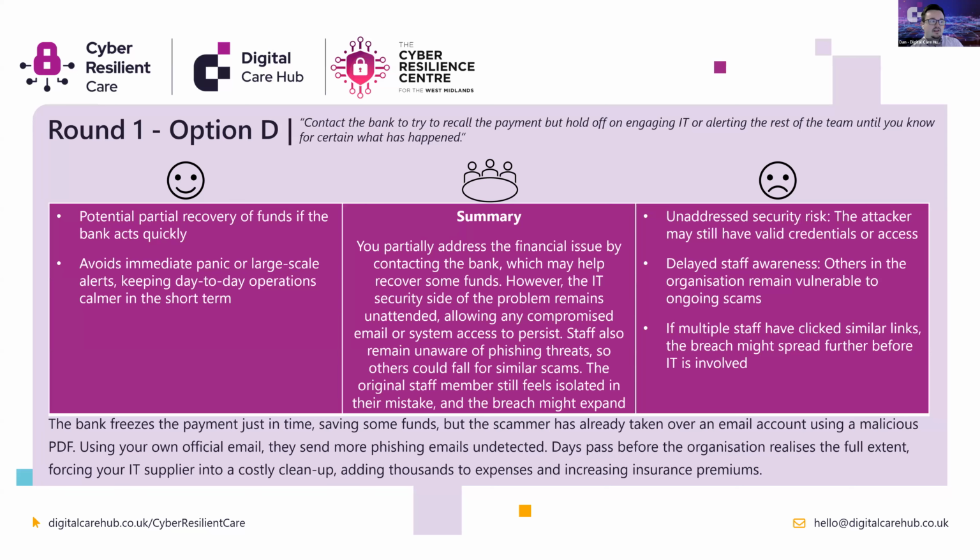However, on the IT security side, the problem can remain unattended, allowing any compromised emails or system access issues to persist. The staff remain unaware of any phishing threats, so others can fall victim to similar scams. The original staff member can still feel a little bit isolated, and the breach might expand because we haven't alerted IT as to what actions we might or might not want to take. The good things: we've got partial recovery of the funds. We've alerted the bank quickly, and we've avoided any sort of large-scale immediate panic, and we've essentially tried to prioritise day-to-day operations and our funding, our budget, etc.